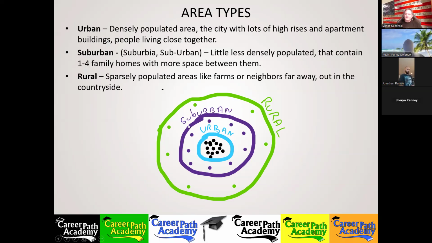Suburban area is suburban. You have people living a little bit further apart from each other. This is like one, two, three, and four family houses, not all high rises and apartment buildings.